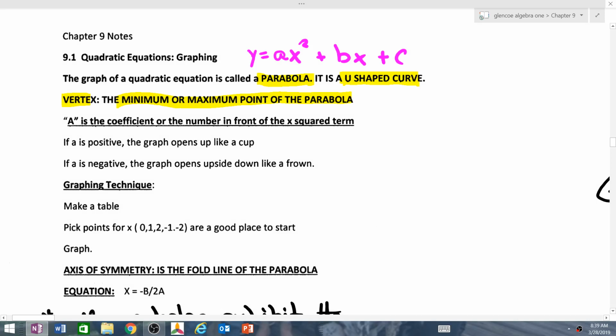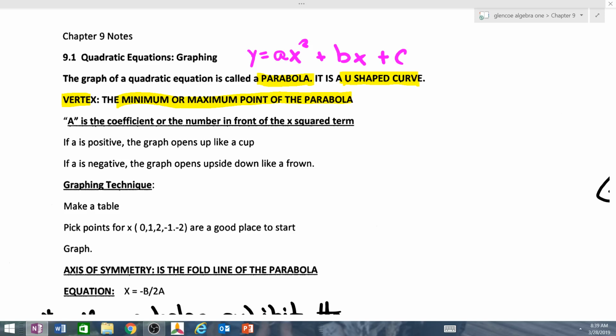So, first of all, the graph of a quadratic equation is called a parabola. Everyone say parabola. Please do not call it a parabola. It is a U-shaped curve. It's U because they named it after me, Mrs. Urso. So it's a U-shaped curve. The vertex, that's just a joke.